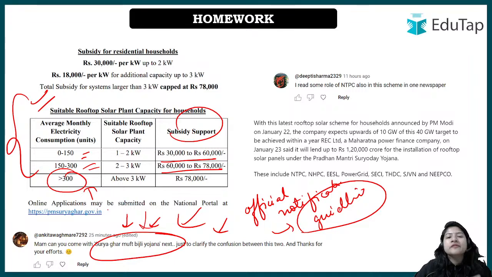If there is still any confusion, comment it down, I'll reply in the comments, but I hope you have got some clarity. And there was also one confusion by Deepti Sharma, that she read about something related to NTPC. Okay, now in this, what did we say? We said that there will be financial support given to BPL by the government, okay, and here subsidy support is also being given.